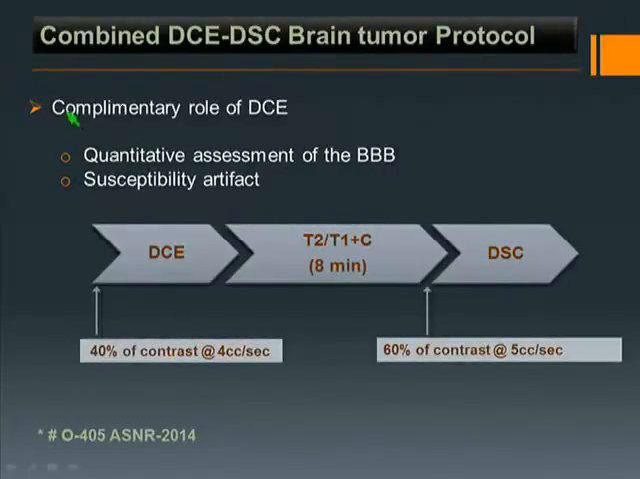Finally, I'd like to discuss very briefly the second MR imaging protocol for which we use half-dose perfusion. We use a combined DCE, DSC, specifically for evaluation of brain tumors and post-treatment changes in our brain tumor patients. We like to take advantage of the complementary role of DCE, especially where susceptibility artifact can be a limiting factor, and also for quantitative assessment of the blood-brain barrier. Again, this was presented yesterday. If you're interested, you can refer to presentation 405.